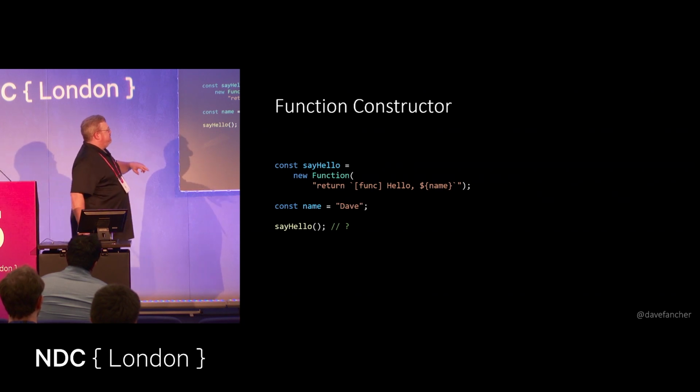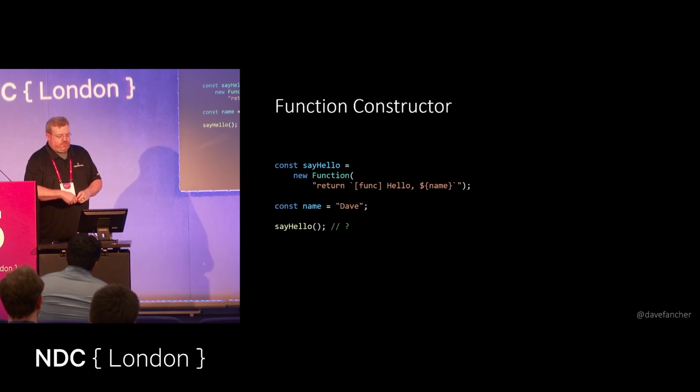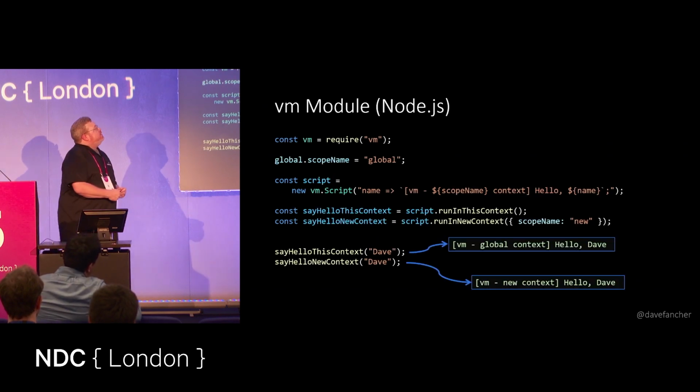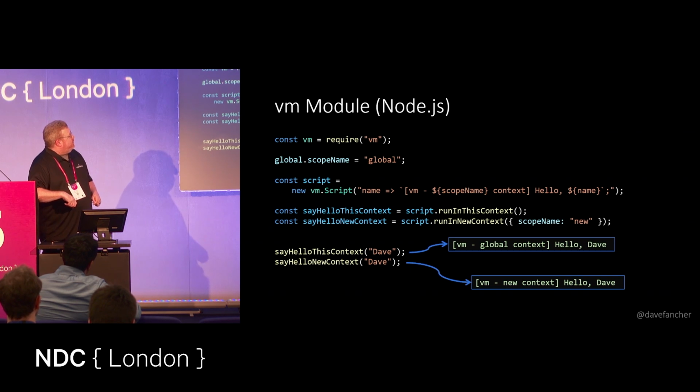But it doesn't close around things, as I mentioned, so if I have const name outside of my function constructor, it doesn't have visibility into that. So the output of this is going to be name is not defined. So it gives us that little bit better isolation. And for the Node developers, we have the VM module, which suffers from many of the same problems, but it does give you some better isolation than the function constructor or definitely eval. Not going to go into this a whole lot.